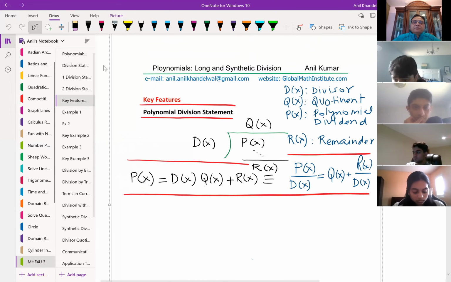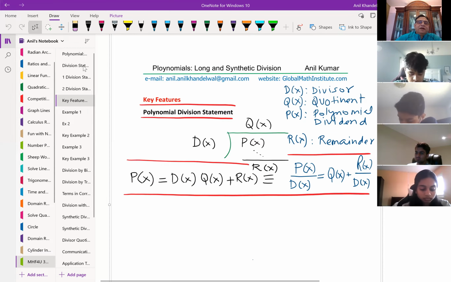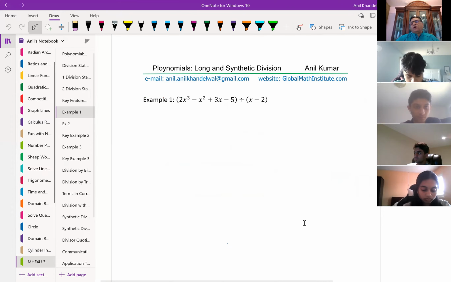One thing: if a polynomial is divided by the divisor d of x, we get a quotient and a remainder. This could be written in a statement, which is that the polynomial is equal to the product of divisor and quotient plus the remainder. Or you could also write this as the polynomial divided by the divisor is the quotient plus remainder divided by divisor. Correct? So that is our division statement. Many times after dividing, you have to write down the division statement, so it is important to remember it. Okay, now let's do one more example.